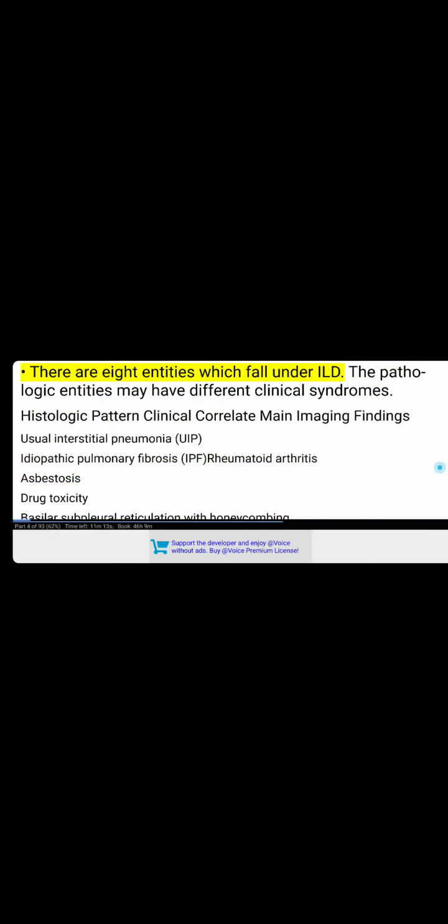Histologically, the lung responds to injury by recruiting lymphocytes or macrophages, increasing inflammatory debris, and instigating a fibrotic reaction. There are 8 entities which fall under ILD. The pathologic entities may have different clinical syndromes. Histologic pattern, clinical correlate, main imaging findings.